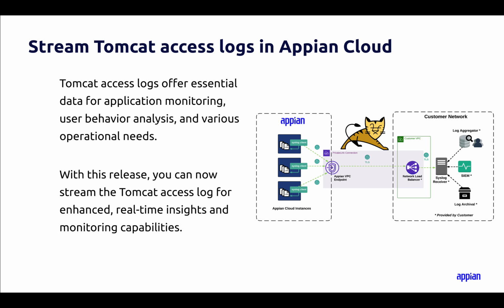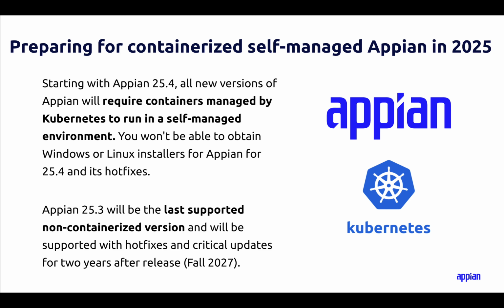Now, we understand that your deployment type directly impacts how you manage and use Appian. That's why we're sharing the details about an important change for self-managed deployments well in advance. Starting with Appian 25.4, all new versions of Appian will require containers managed by Kubernetes to run in a self-managed environment. Appian runs on containers via Kubernetes, an industry-standard container orchestration platform.